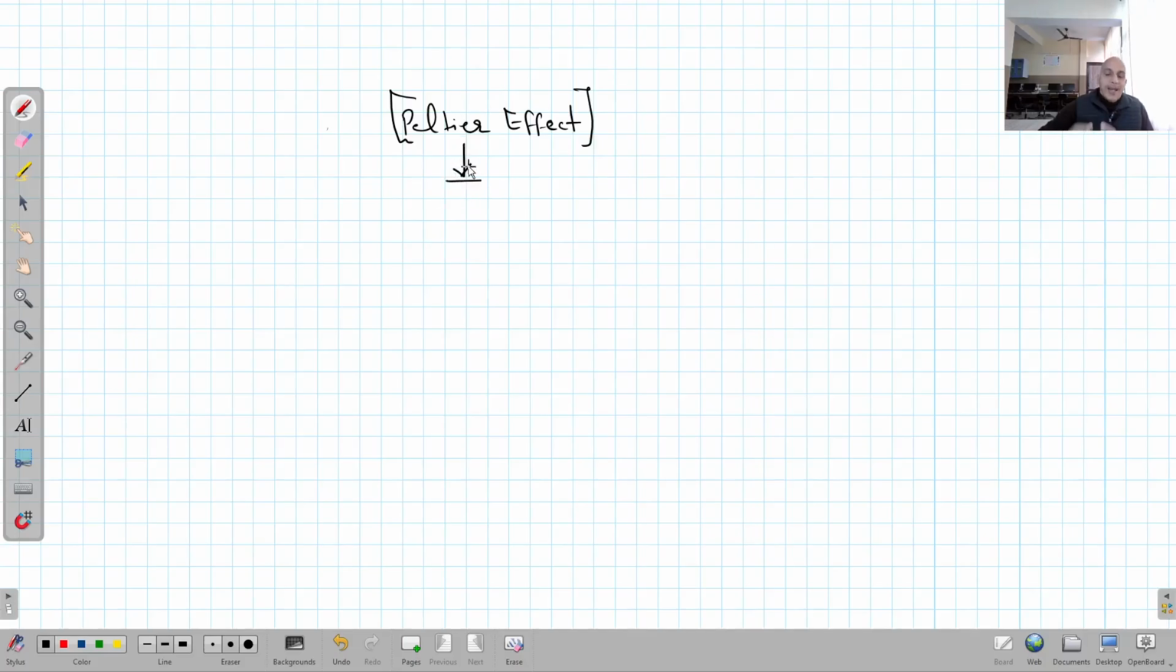This is called the Peltier effect because it was discovered by Jean C. Peltier in 1834. So that's why this effect is named after his name, Peltier effect. So what is the Peltier effect? Peltier effect is basically the converse, or we can say reverse, of the Seebeck effect.